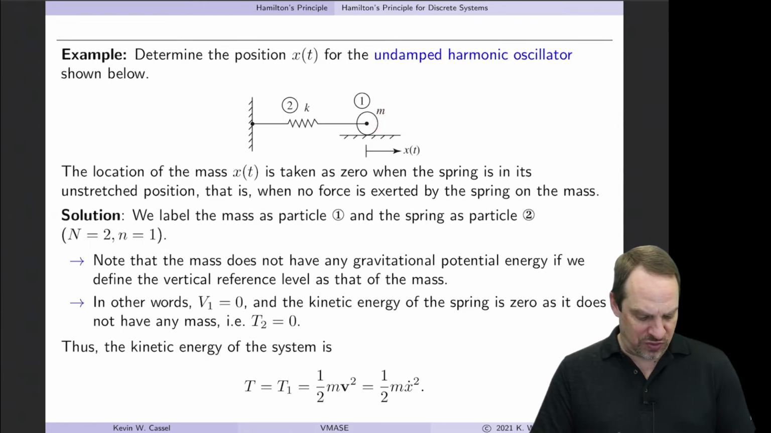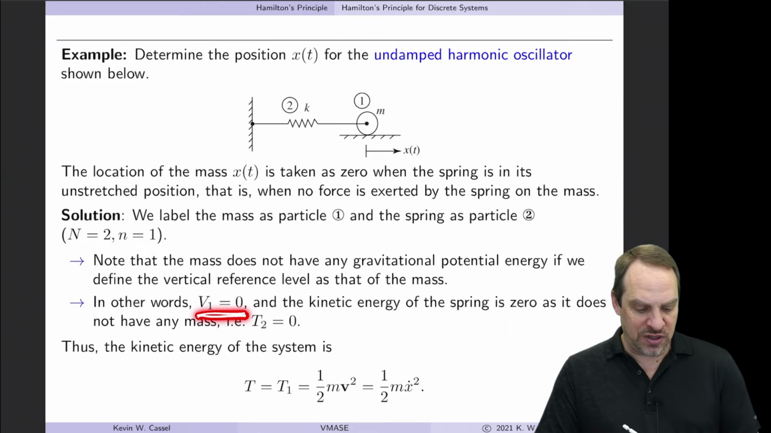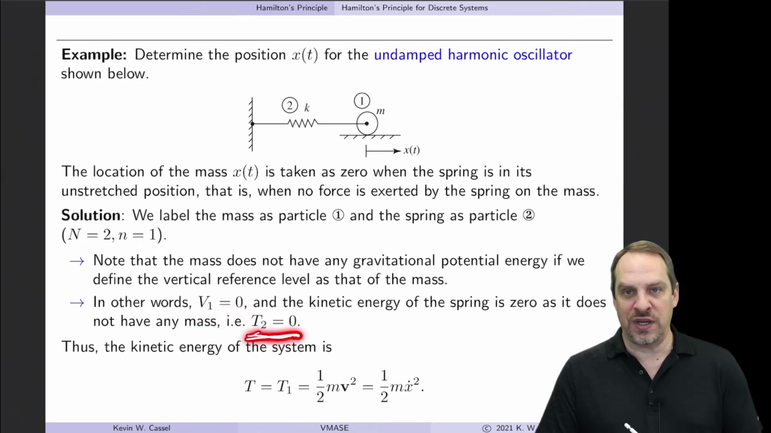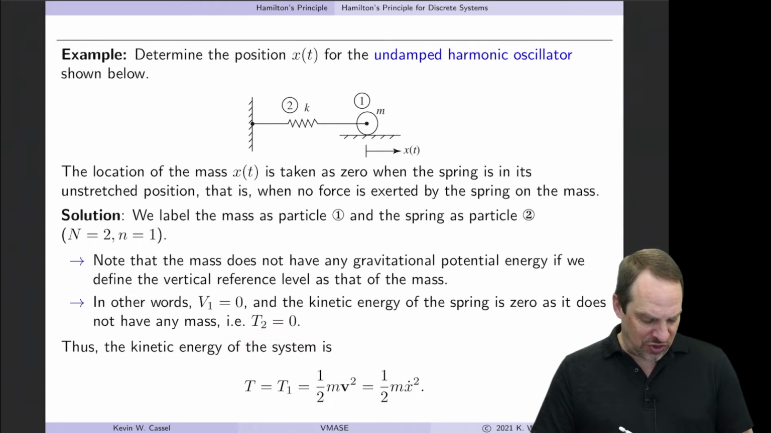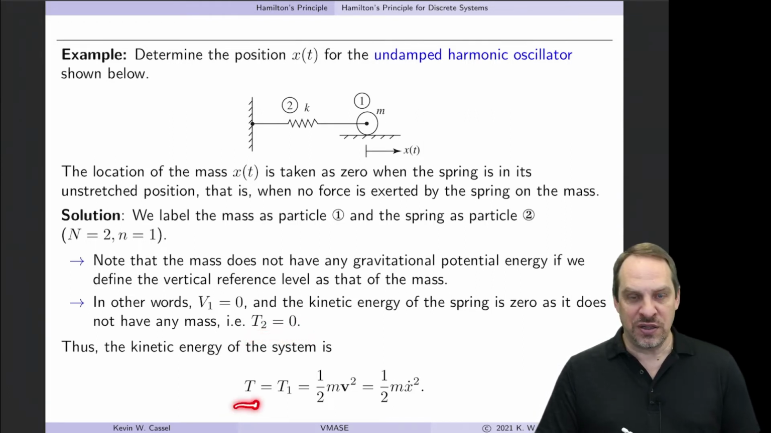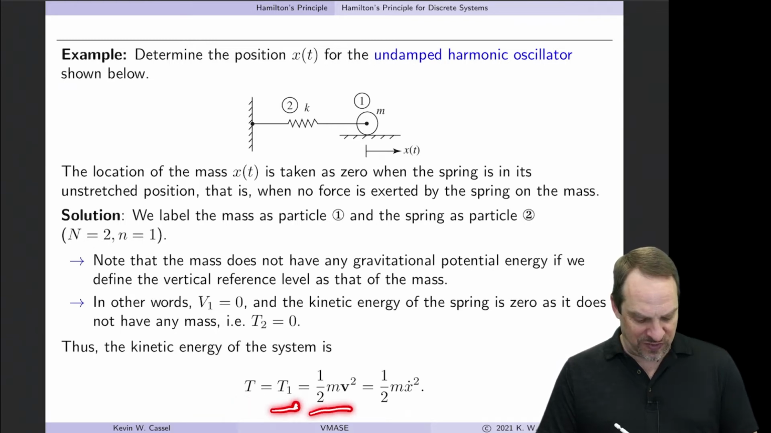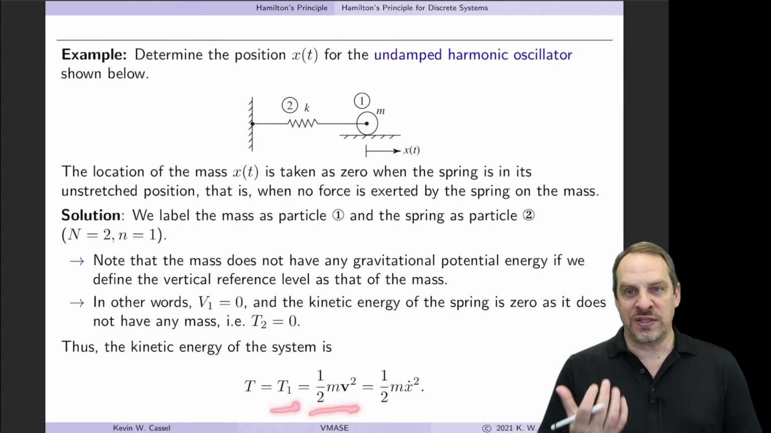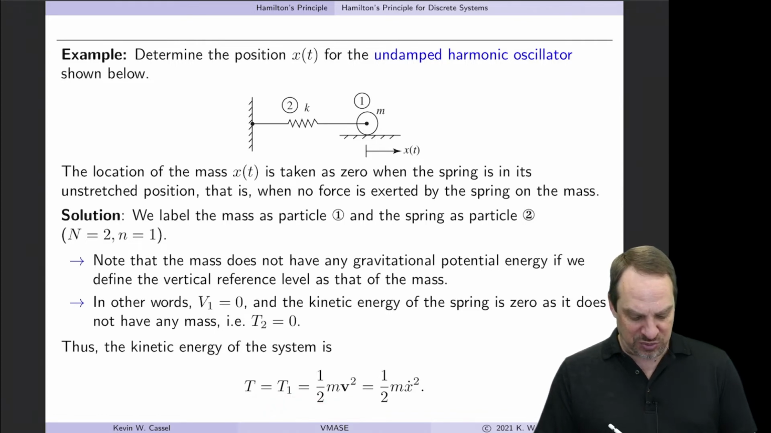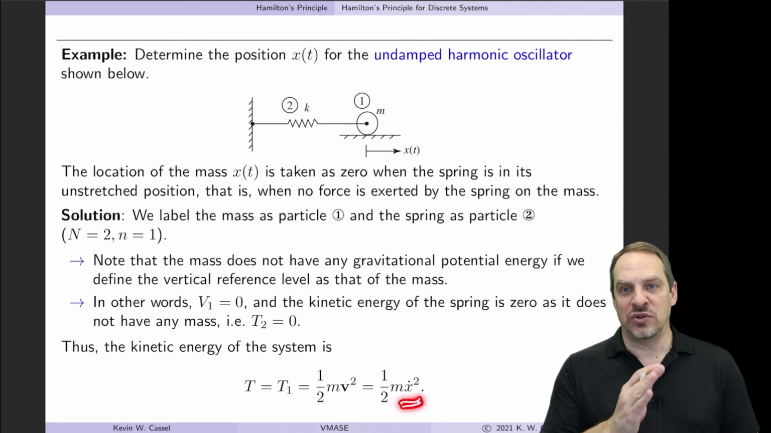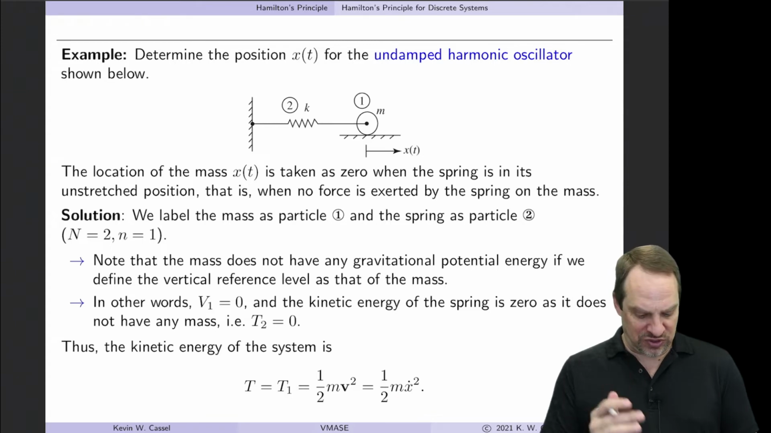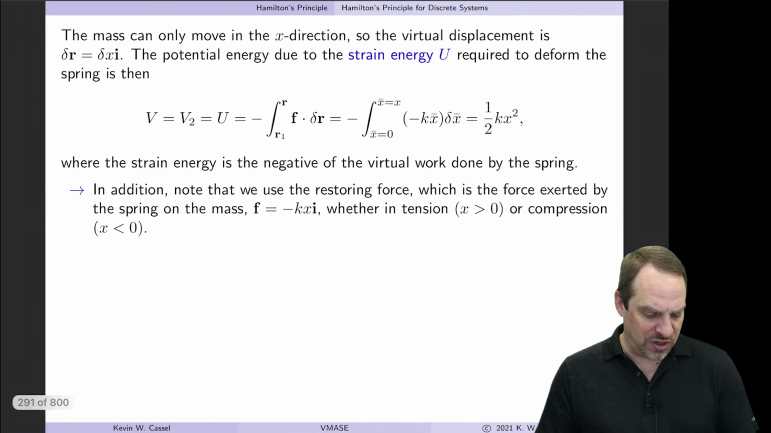And so there's no potential energy of the mass, and there's no kinetic energy then of the spring because it doesn't have a mass. So then the total kinetic energy, T, is only due to the movement of the mass. That's 1/2 mv squared. The velocity of the mass is simply x dot. So it's the time rate of change of the x position. So 1/2 m x dot squared.